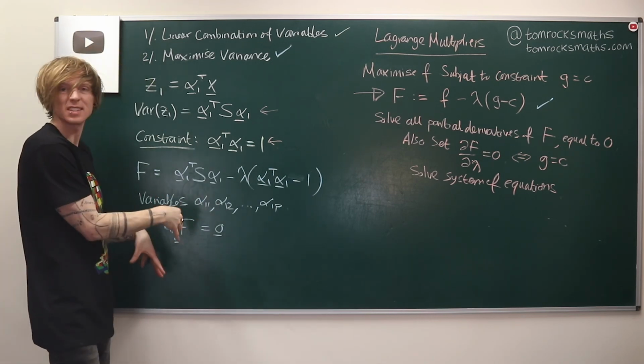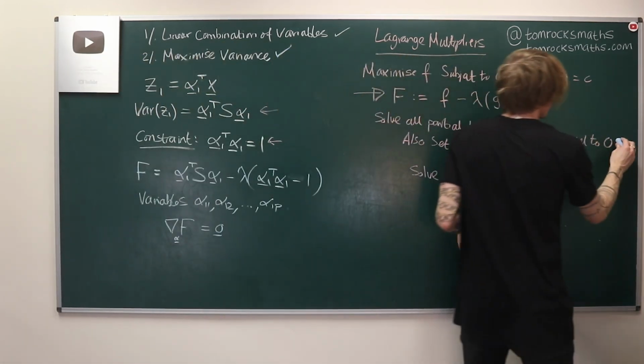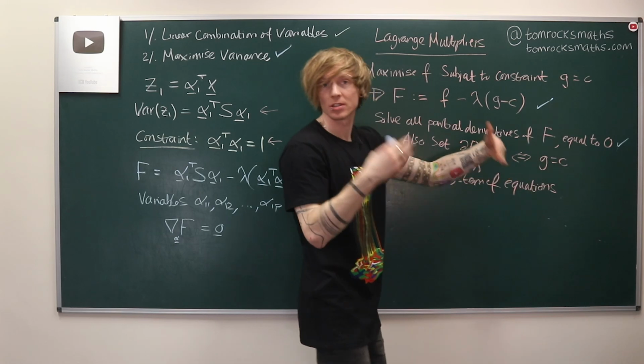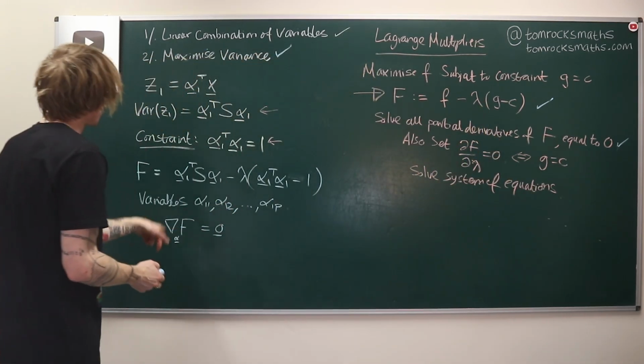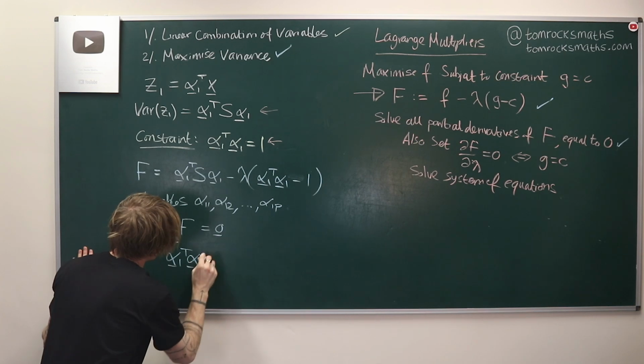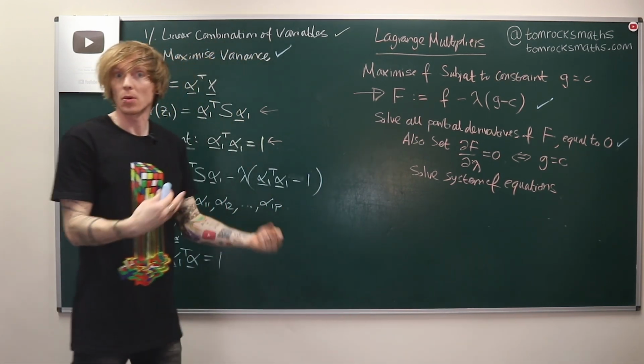So we'll work out what this looks like in a moment, but that needs to be true. We also want dF by d lambda to be 0, but as I said here, that's just the same as our constraint, so that must be true. We also want alpha 1 transpose alpha to be equal to 1. And then we want to solve that system of equations.